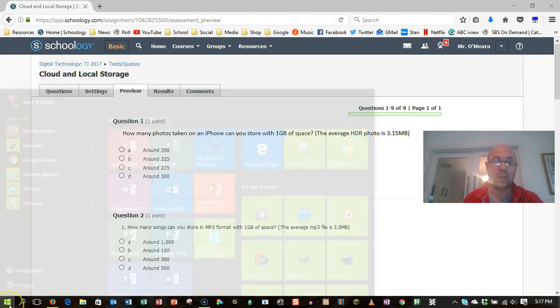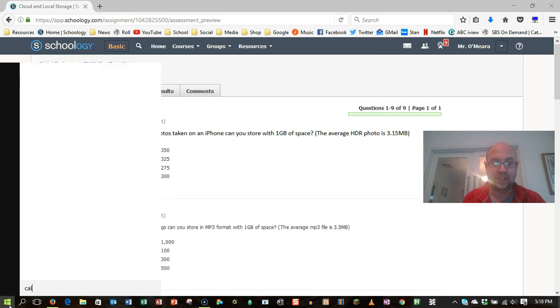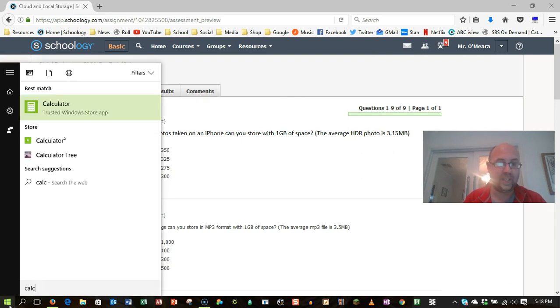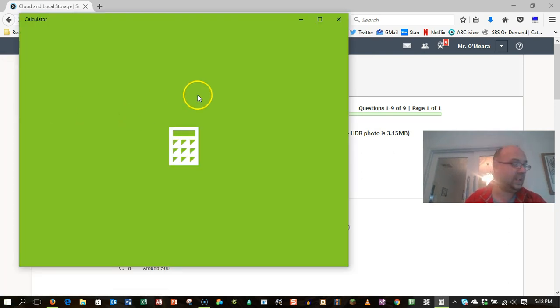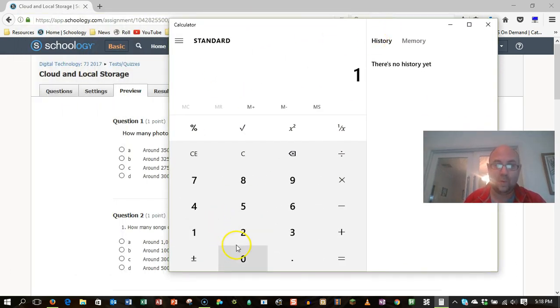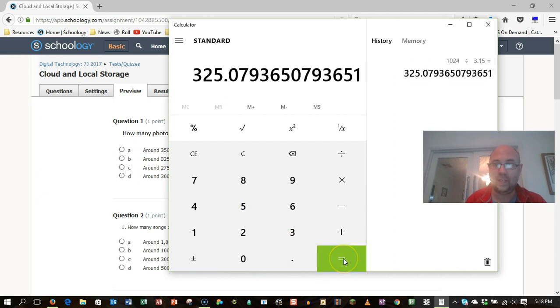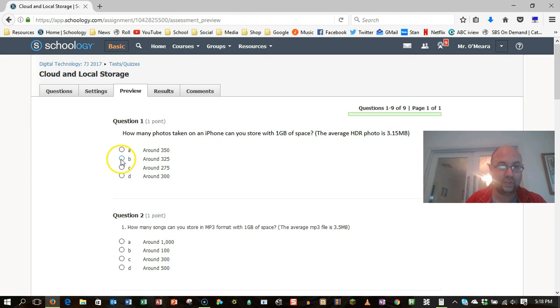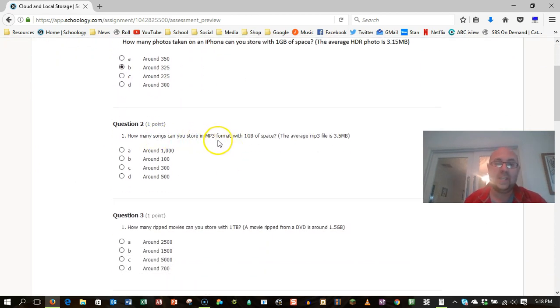So, we're going to fire up the calculator. If you just hit the Windows button, there you go. There's a calculator. So, there are 1024 megabytes in a gigabyte divided by, well, we said each one is 3.15, and so there we have it, 325 is how many of those files you'll fit in there. So there's your answer.